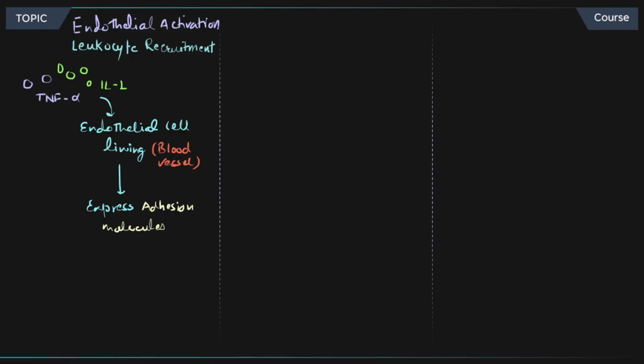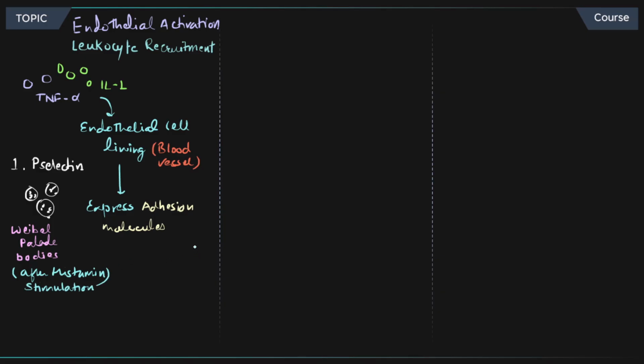For example, one really important molecule, the first one, is P-selectin. P-selectin is related with specific bodies that are present. Whenever there is histamine stimulation, this molecule is going to get activated through Weibel-Palade bodies, W-E-I-B-E-L. That will happen immediately after the histamine stimulation. Histamine stimulation is going to cause that reaction, so let me write it down, histamine stimulation.